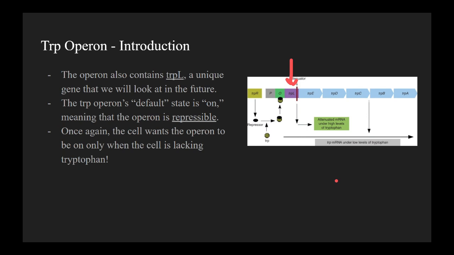So this means that we call the trp operon a repressible operon, because normally it's on, but we can repress it by some environmental factor. A similar idea here. The cell only wants the operon to be on whenever we don't have tryptophan in the environment, because if we already have tryptophan in the environment, then we don't need these genes to make even more tryptophan. We can just use the stuff that's already in the environment. So we want to turn the operon off whenever there's tryptophan. Then whenever there's no tryptophan in the environment, we want to turn this on so that we can make tryptophan, right?